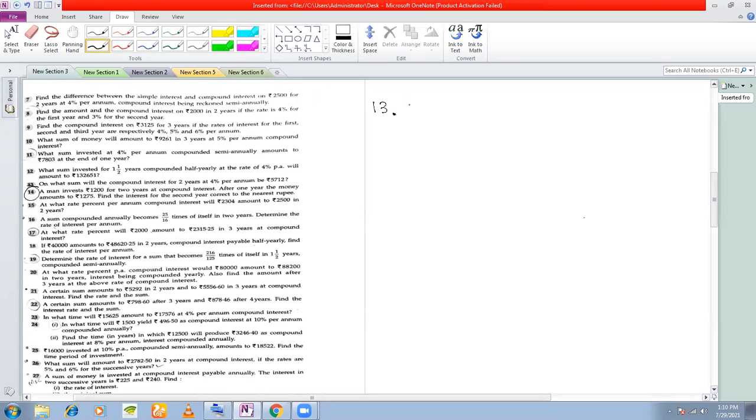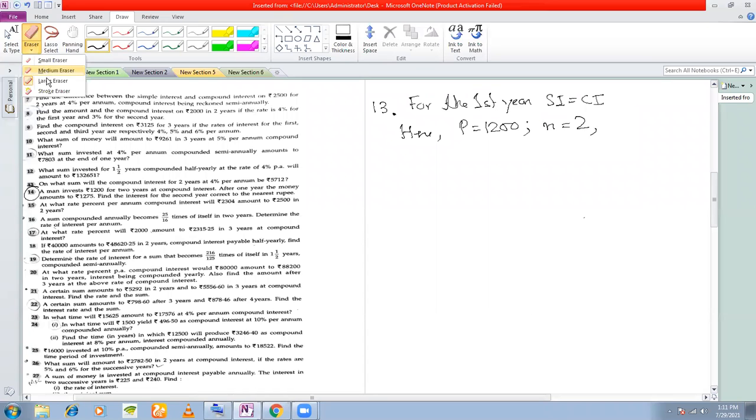Okay, so for the first year, SI must be equal to CI, isn't it? So here, what is the principal that is being invested? 1200 rupees, right? And he is investing for how much time? 2 years. Okay, and how much time do you have to calculate this for? Sorry, this is n equal to 1, for the first year, because at the end of the first year you are calculating.